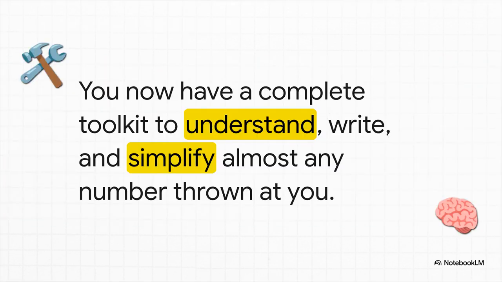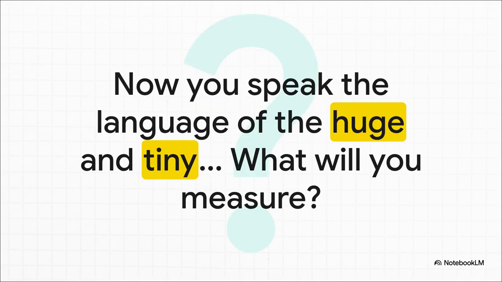And just like that, there you have it. We've gone from a simple idea, just repeated multiplication, all the way to a complete system for describing the entire cosmos. We started with powers and roots, we learned the grammar that rules them, and we put it all together to create standard form. So now you speak the language of the huge and the tiny. The question is, what are you going to measure?